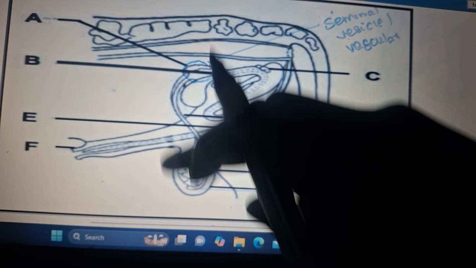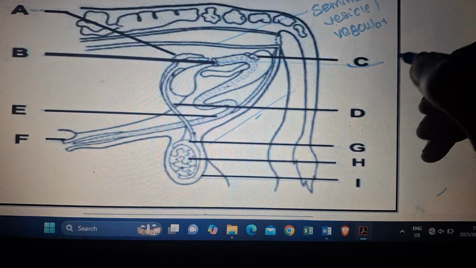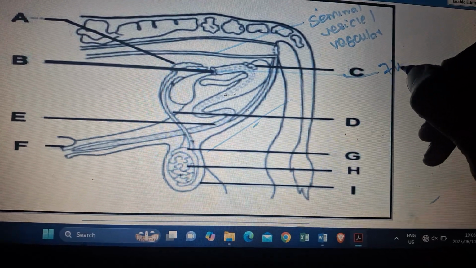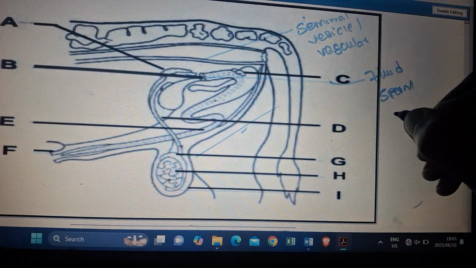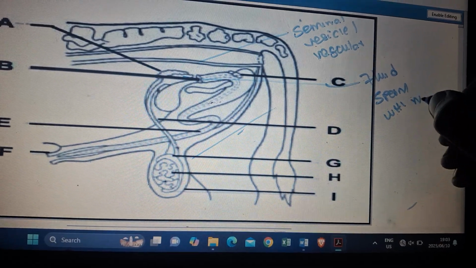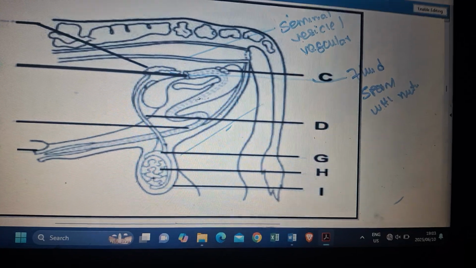So the seminal vesicle produces a fluid that will provide energy and nutrients. So this one will produce fluid that provides sperm with nutrients. So now you understand that sperm need nutrients, sperm need energy.